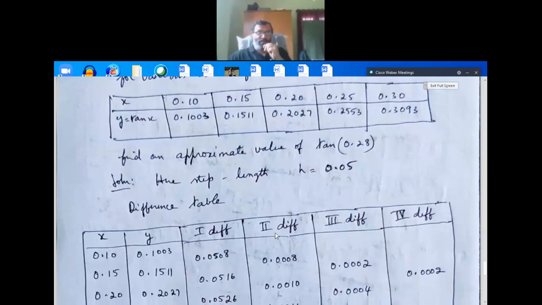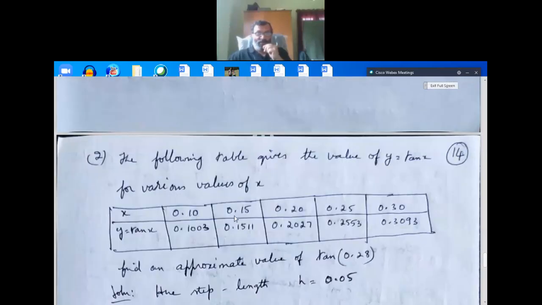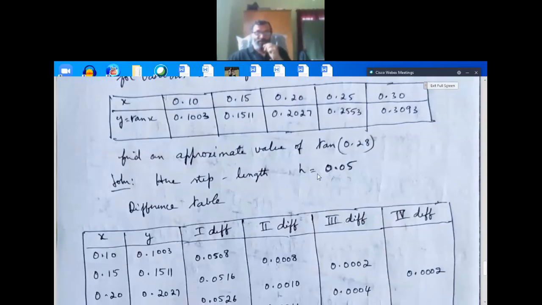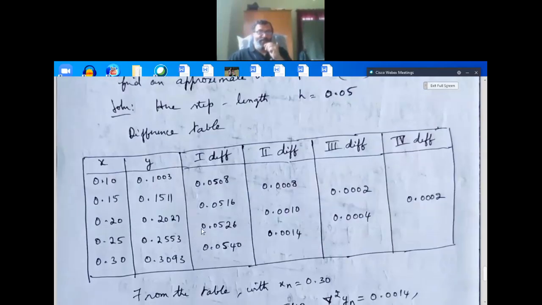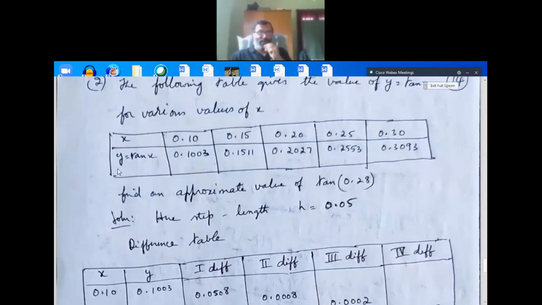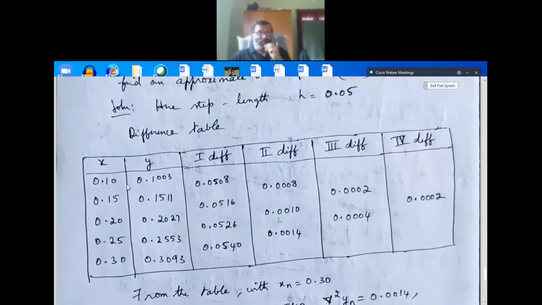See, 0.28 is in the last stage. They have asked you to find an approximate value of tan of 0.28, and 0.28 is in the last stage. Okay. Now solution here, what is the step length? 0.10, 0.15, 0.20, 0.25. So the step length is h equals 0.05. So the difference table, first we write the x values, then we write the y values. So x is 0.10, 0.15, 0.20, 0.25, 0.30.